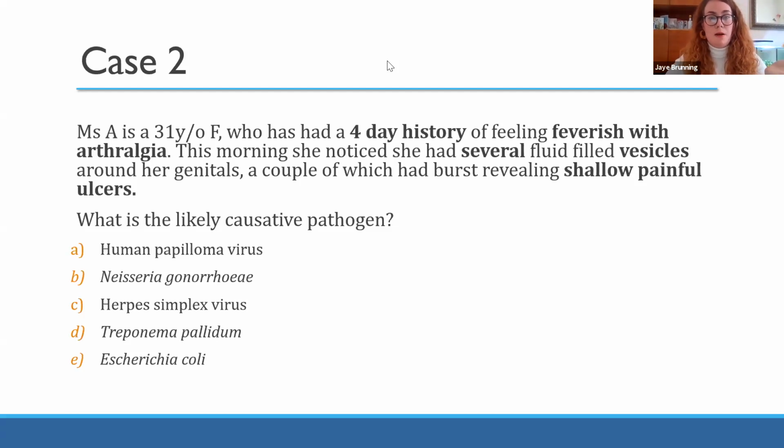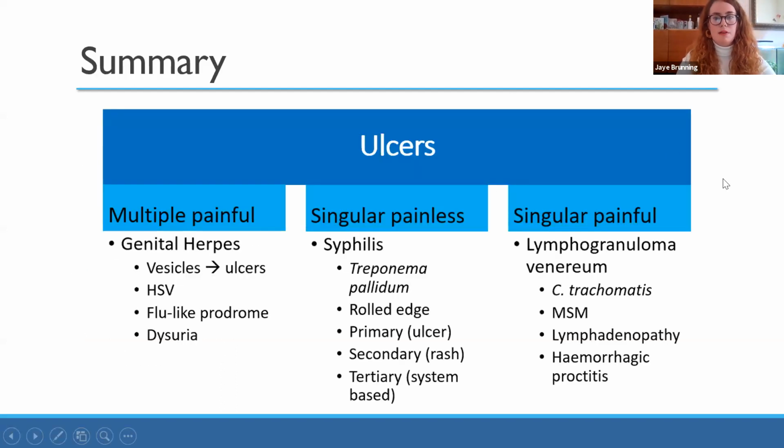And Treponema pallidum is the bacteria responsible for syphilis. That would be more likely to present with a single painless ulcer. Okay, so I'm going to move on now if that's okay. So now that we've touched on ulcers, here's just a quick recap if you want to have a look at later. I'm not going to stay on it for too long, but that's how I think about it when it comes up in questions.